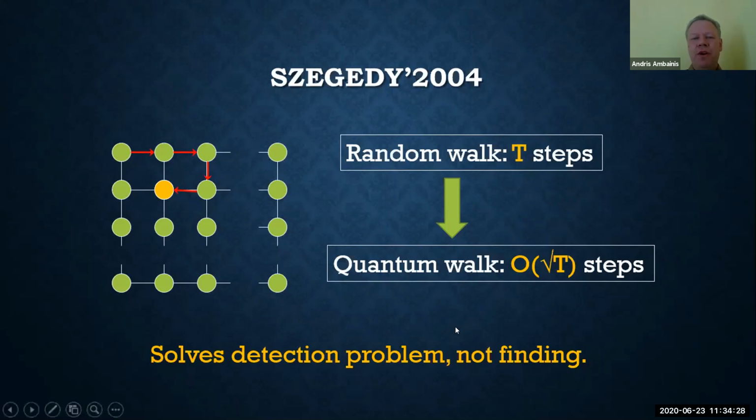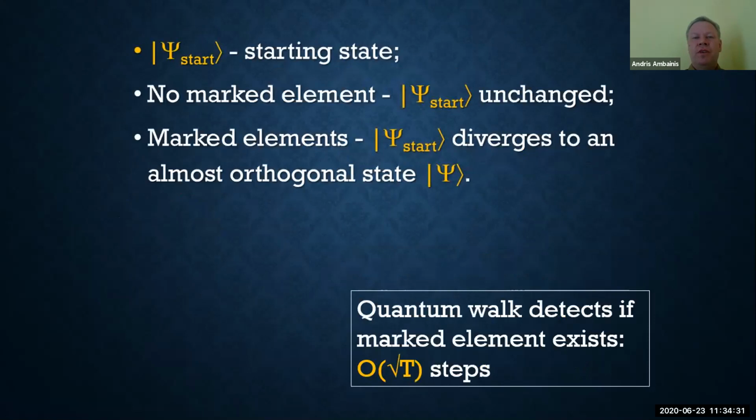So how is this possible? How could a quantum algorithm solve a decision problem without actually finding a marked element? The way this algorithm works is that one sets up a certain quantum process called quantum walk, which starts in a certain starting state. And if the search space contains no marked elements, the starting state remains unchanged. If there are marked elements, then this quantum walk gradually moves the starting state to a nearly orthogonal state. And then by measuring whether we are still in the starting state or we are somewhere else, we can check if a marked element exists.